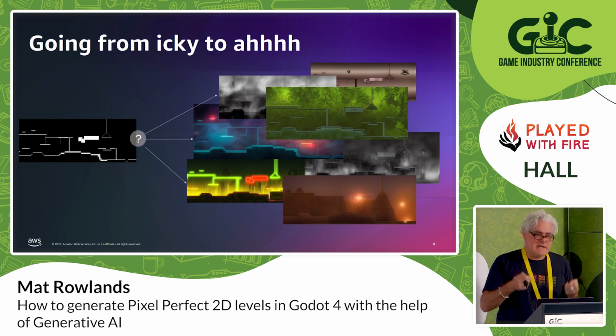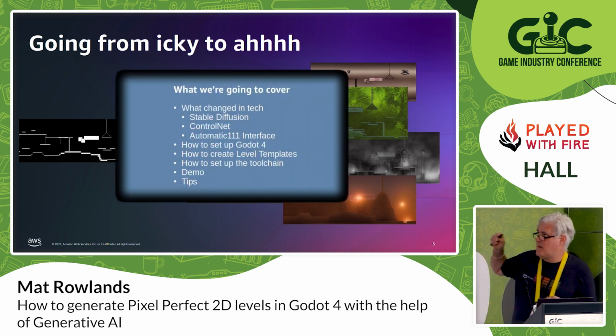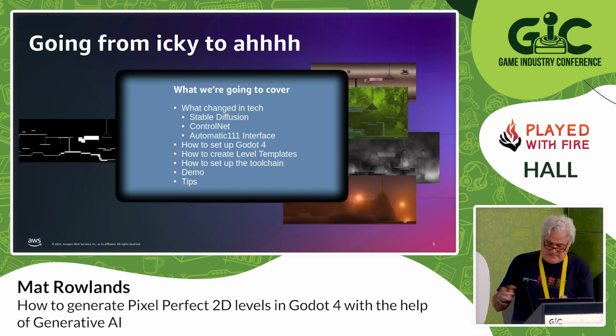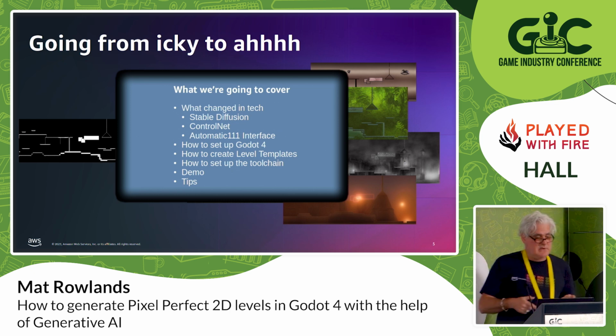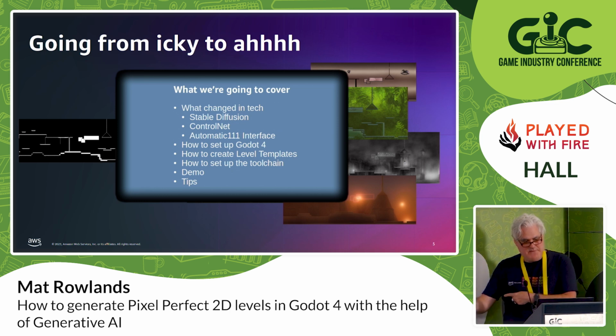So even if you're just trying to bring something to people as a starting point and a jump-off point to show what you're thinking, I think this technique can go a long way towards prototyping really fast, because the bar of expectation has been raised so high lately that it has to look good out of the box. Today we're going to talk about how to go from icky to art. We'll cover very quickly what changed in tech to enable this, things like the introduction of Stable Diffusion, ControlNet, and the Automatic1111 UI. Then we'll jump into setting up Godot for pixel perfect platformers, how to create templates, which is an important part of it and is very portable. Then how to set up the entire tool chain, a quick demo showing the end-to-end of this, and then tips that I learned along the way, spending a year working on this process.